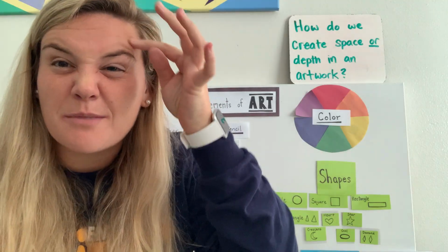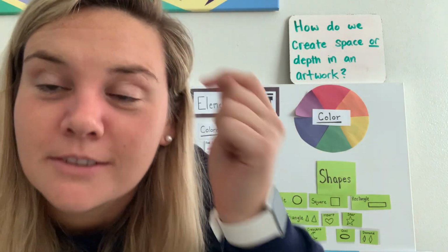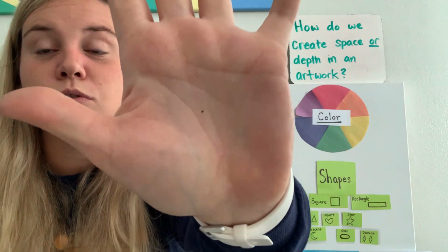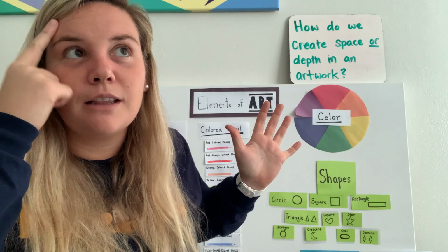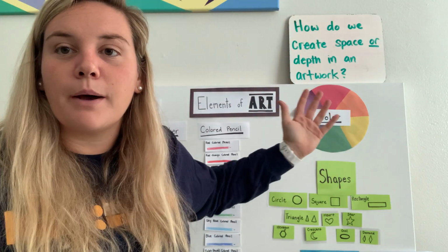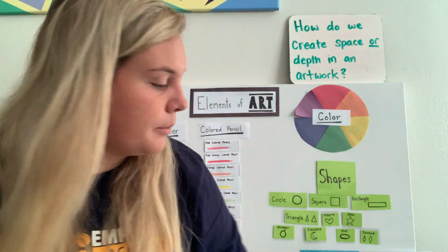You can't see the wrinkles on Miss Armstrong's head if she goes way back, but if I'm up close, you can see those wrinkles. So when you have detail, is there more detail when something's up close or far away? I want you to think. Is there more detail up close or farther away? There's more detail up close. We can see the detail right here.